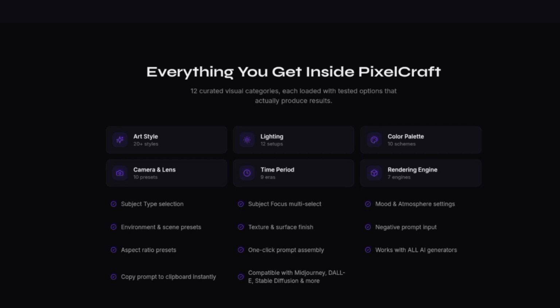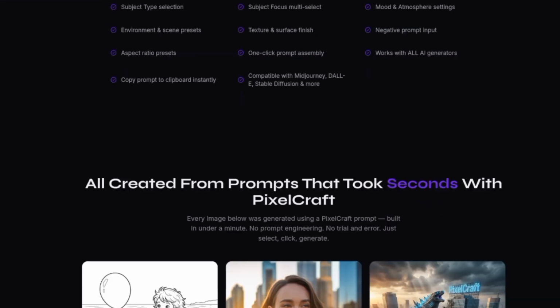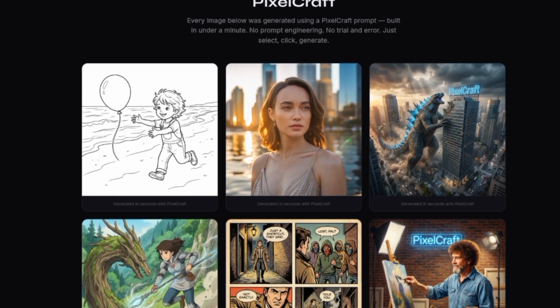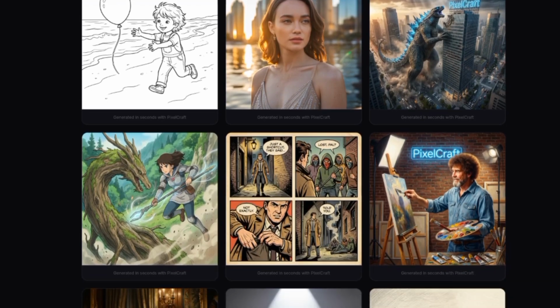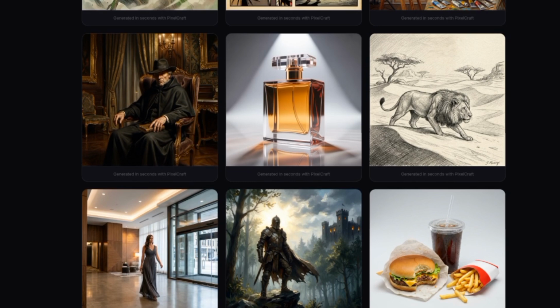Another thing worth mentioning is compatibility. You're not locked into one platform. The prompts can be used with a variety of popular AI image generators, including Midjourney, DALL-E, Stable Diffusion, Leonardo AI, Adobe Firefly, and several others. That means if you're already using your favorite image generator, you can simply create the prompt inside PixelCraft and paste it directly into the platform you prefer.